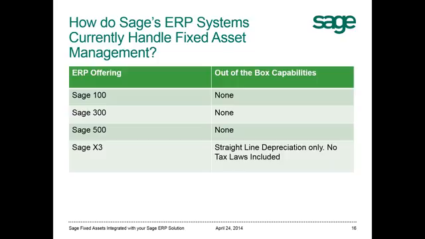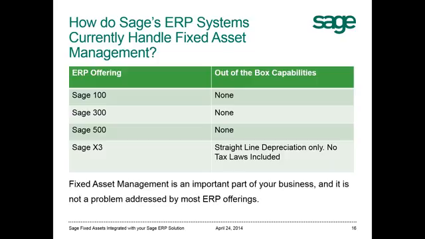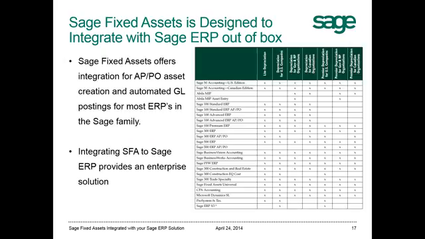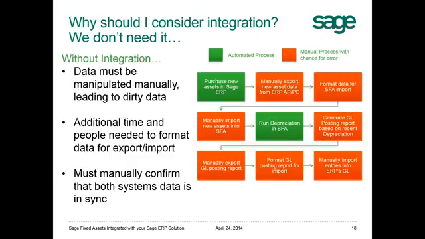First, let's take a look at the Sage ERP environment. As you can see, many of the Sage ERPs do not have a fixed asset module built in out of the box. Thankfully, Sage's depreciation solution offers out-of-the-box integrations back to the ERP solutions in order to facilitate the creation of new assets from the ERP's ATPO structure, as well as automatically moving the depreciation GL entries from our depreciation solution back into the appropriate general ledger accounts within the ERP solution. So what does all that mean to you?